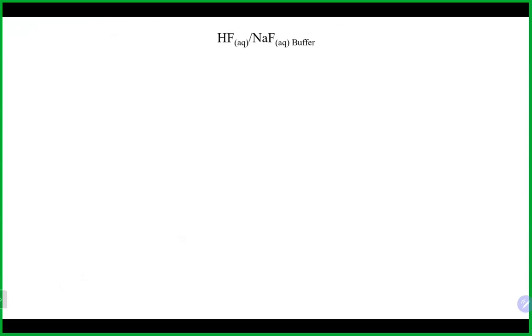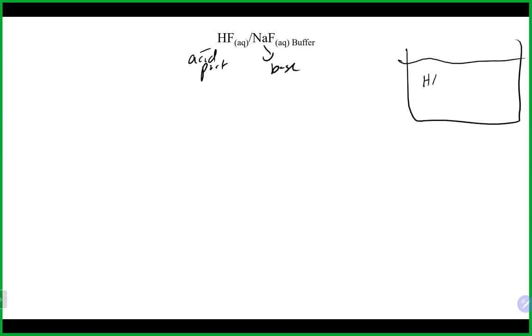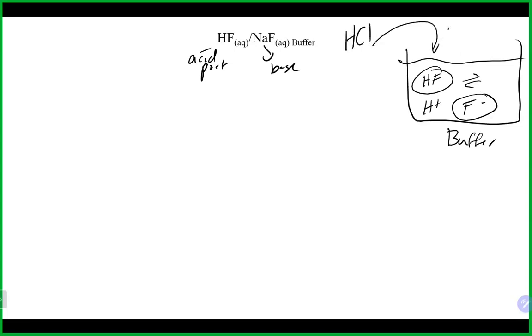Now let's talk about what happens when you add it to a buffer, and we'll use this one as an example. This is the acid part of my buffer. This is the base part of my buffer. And when I have that in solution, as I mentioned before, they are both in there to start with. Now, if we take that same HCl that we want to add, that's a source of H plus and Cl minus. When I add my HCl to my buffer, it's actually going to react with one part of my buffer.